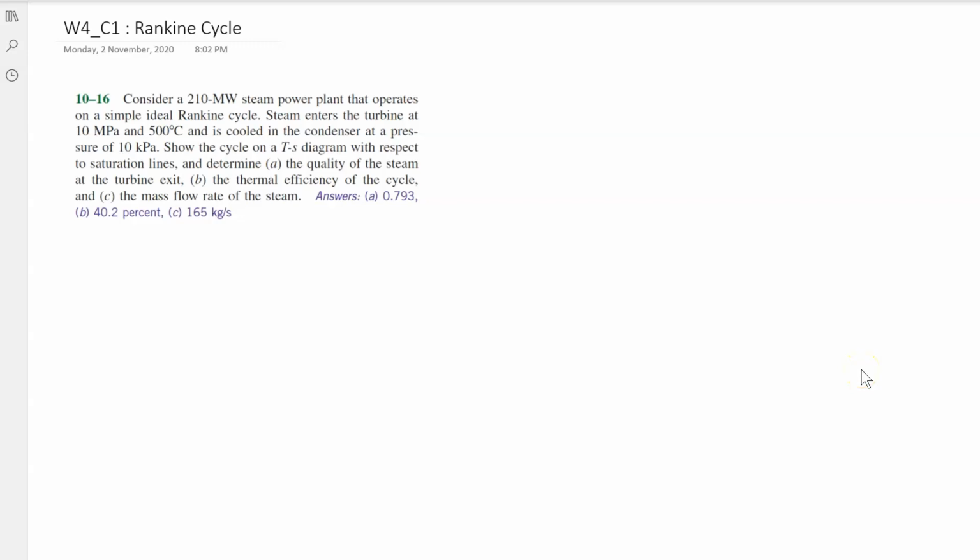Alright, so let's move on to solve this problem. First of all, what we need is to jot down all the things that we know. So we were given the following: the work of the turbine. I'm going to use W dot, meaning that it is 210 megawatt, or you can write it as 210 kilojoule per second. So the dot here indicates time.